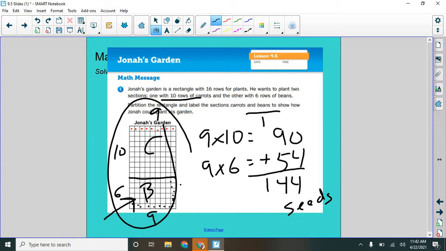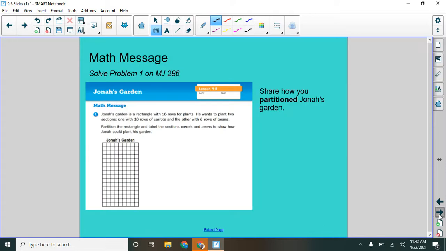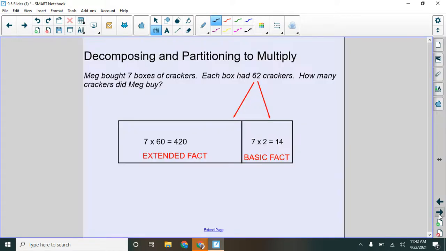See how that works? We took this great big area and then we found the amount that is in each part and then put them together. Otherwise we would have had to try 9 times 16, and maybe we're ready for that and maybe not. Okay. All right, moving along.